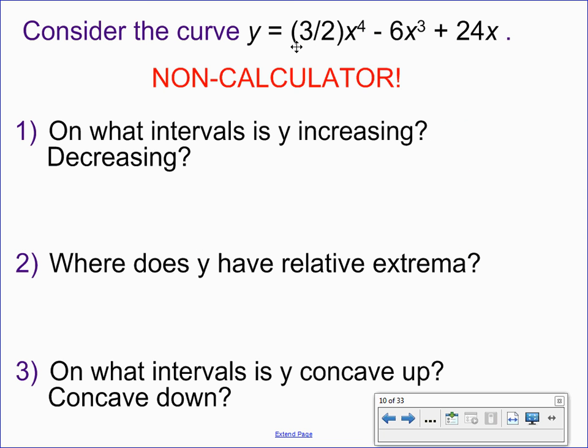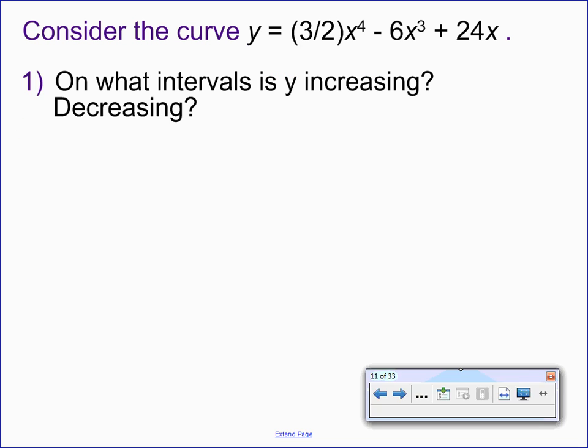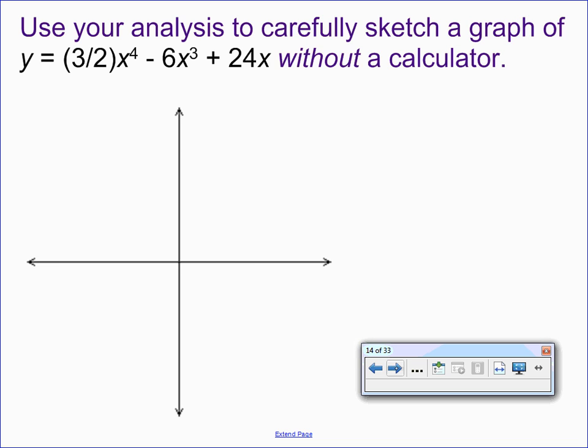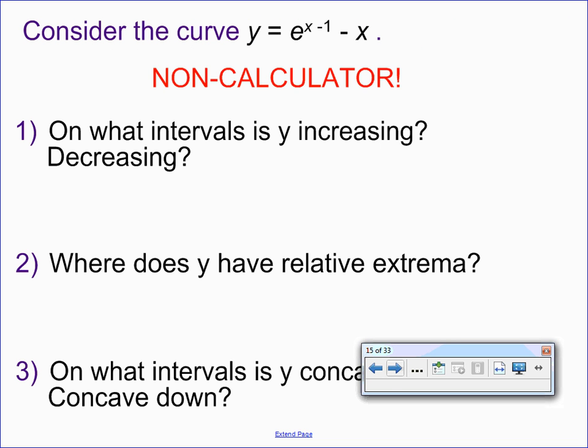All right, ladies and gentlemen, while we just did a polynomial, I think we're going to skip over this next polynomial, this quartic function, because polynomials, you already have a good intuitive understanding of what they look like. Instead, let's go right on to a transcendental function. Everybody please find y equals e to the x minus 1 minus x.